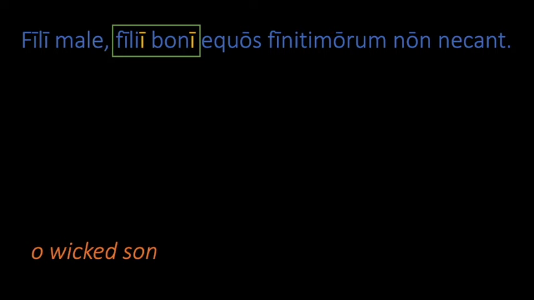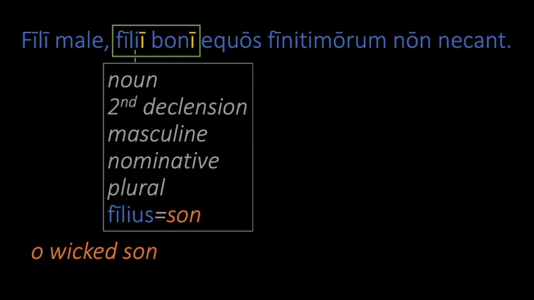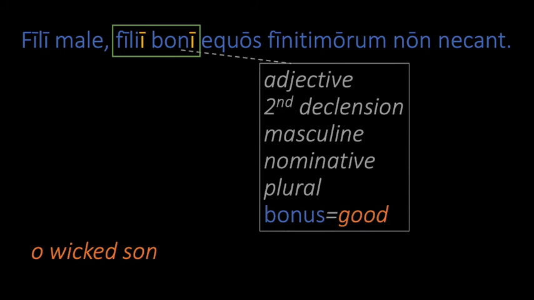Filii boni is our next phrase. Filii is a noun from the same base as fili, and demonstrates how the nominative plural form of ius nouns, unlike the vocative and genitive singular, is normal. Boni is an adjective that agrees with filii, the noun it immediately follows, so we will read it as attributive. The base bonus means good, so the phrase is good sons.